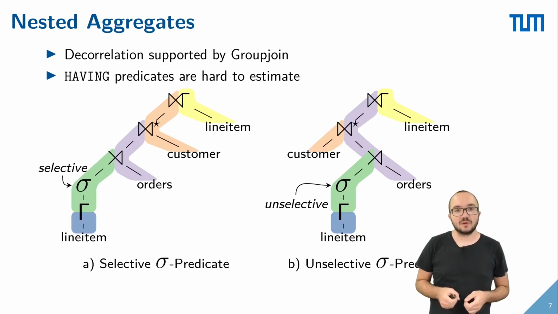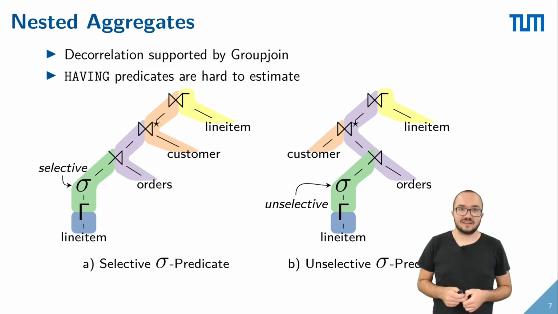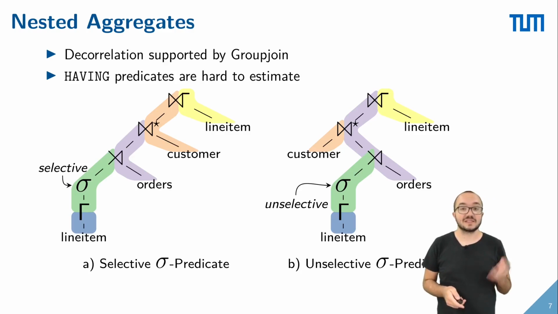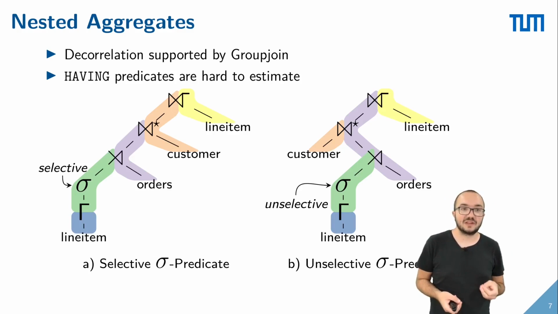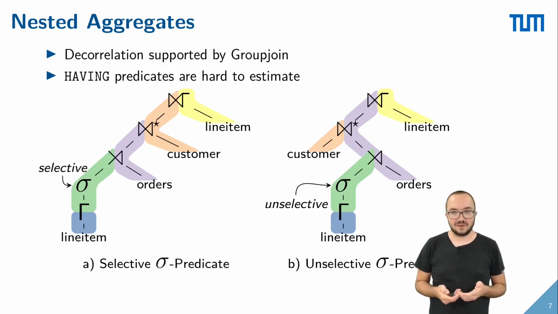For example, when we look at TPC-H query 18, here we have a nested aggregate, and this nested aggregate is filtered by a having predicate, and depending if this having predicate is selective or unselective, this influences the selectivity of the semi-join afterwards, and in turn generates very different optimal operator plans, and this makes a very noticeable difference.